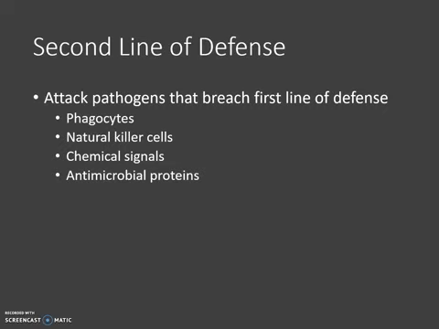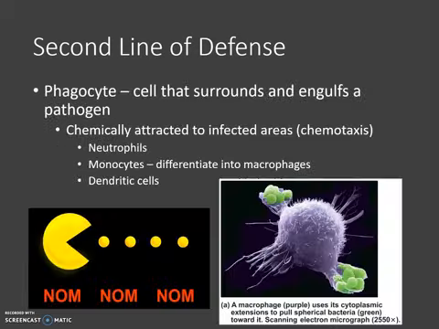So there's a second line of defense, which is still part of the innate or non-specific immune defense that can kick into gear in order to help attack the pathogens that have made their way a little bit deeper into the body. The second line of defense includes primarily some different cells that can attack pathogens, and then some antimicrobial proteins and some other chemical signals that are involved. So let's take a look first at phagocytes.